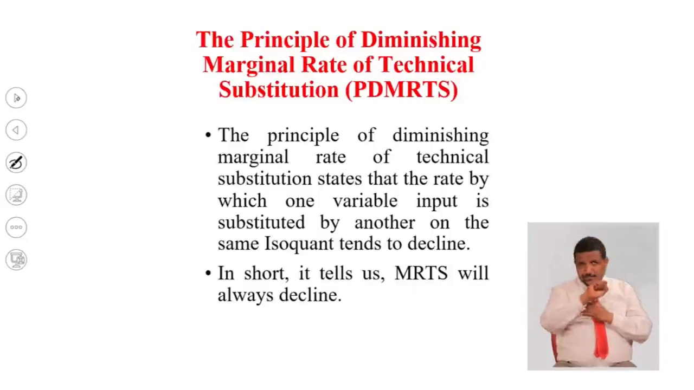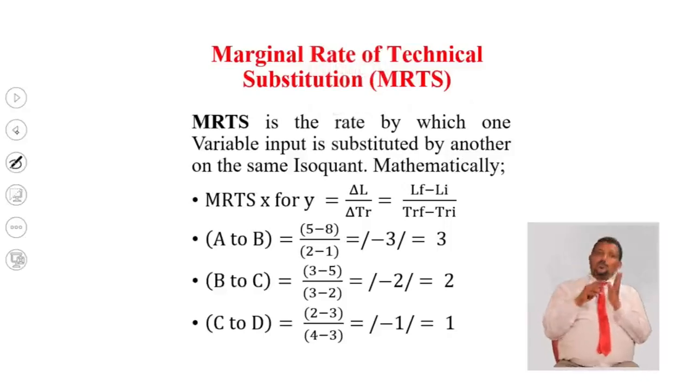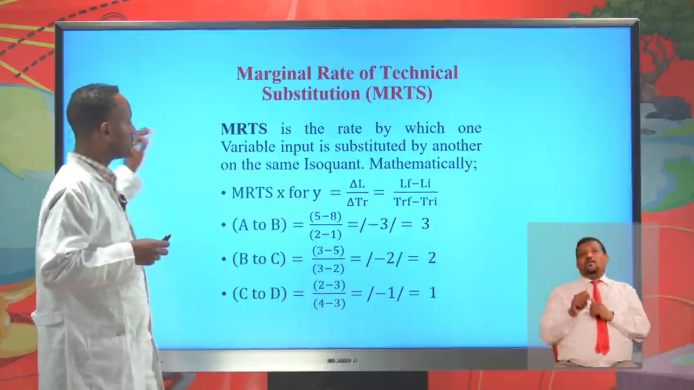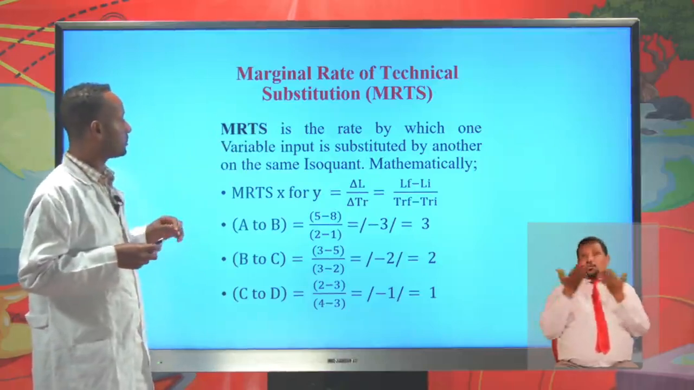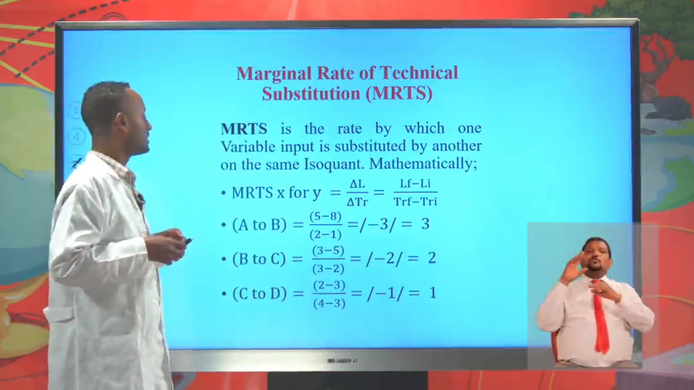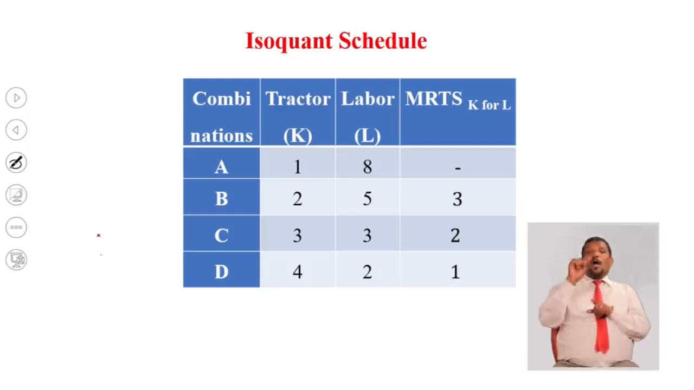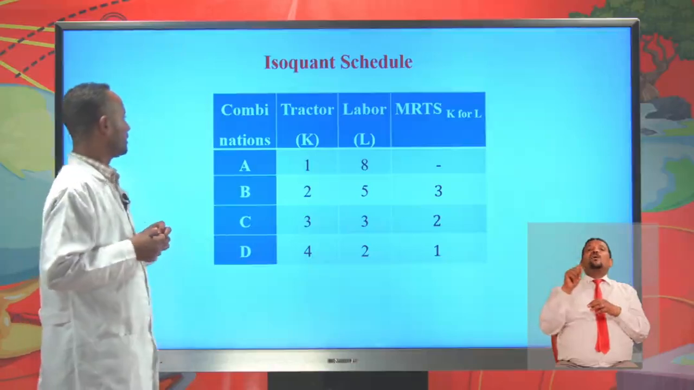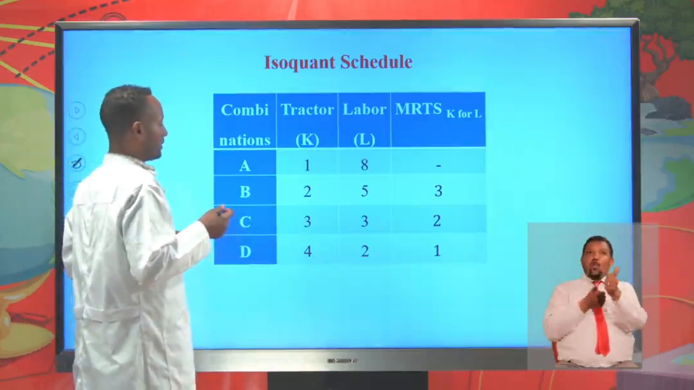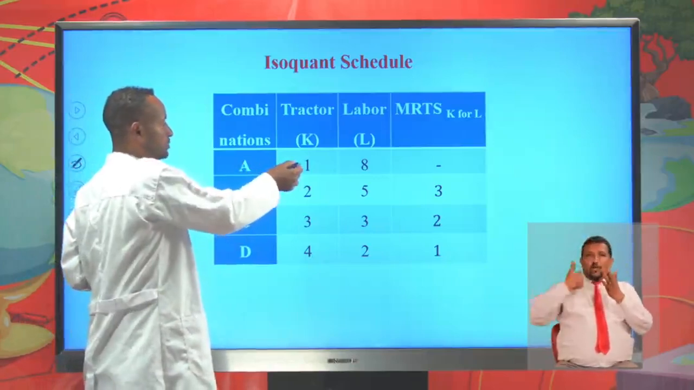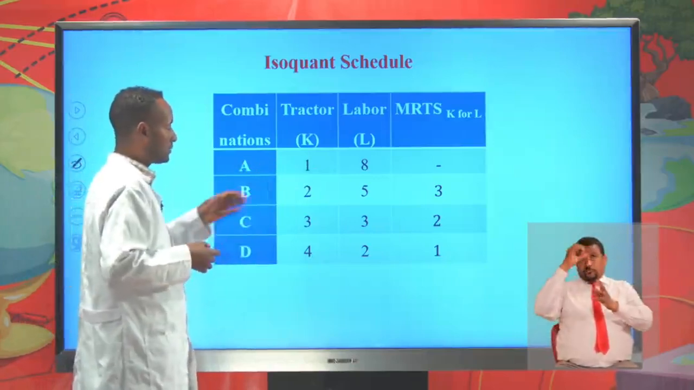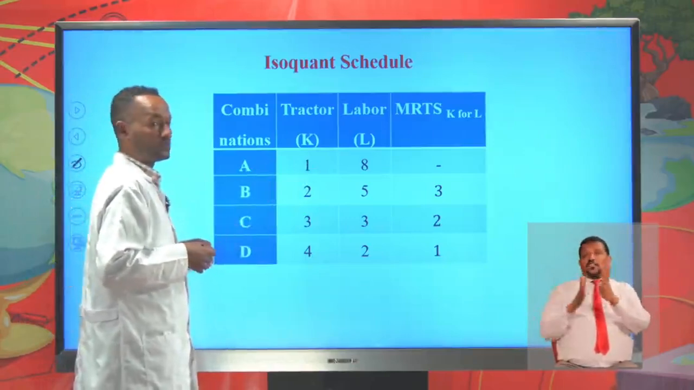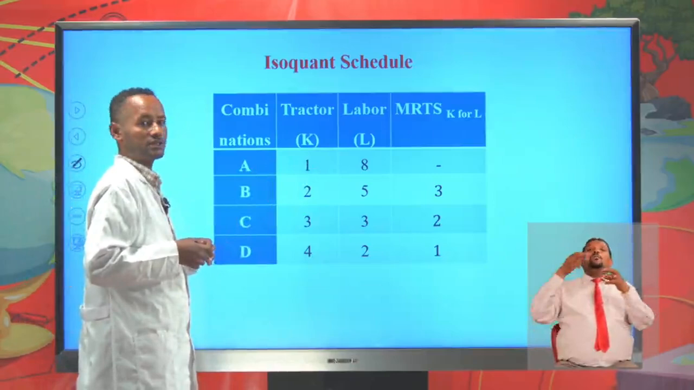Now let's see the marginal rate of technical substitution. In the model that we built to show you the isoquants, the marginal rate of technical substitution is the rate by which one variable input is substituted for another on the same isoquant. Now let's see it using the following model. If the output that we get from a combination of 1 tractor and 8 labor is equal to that of 2 tractor and 5 labor, then the marginal rate of technical substitution is 3.